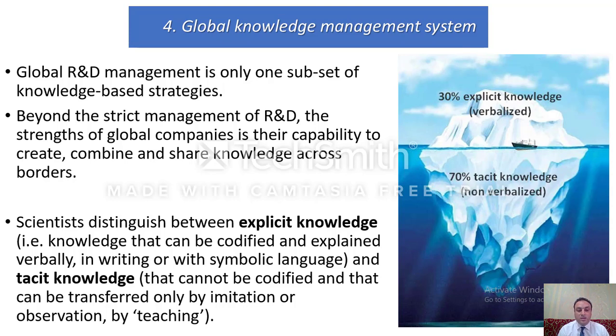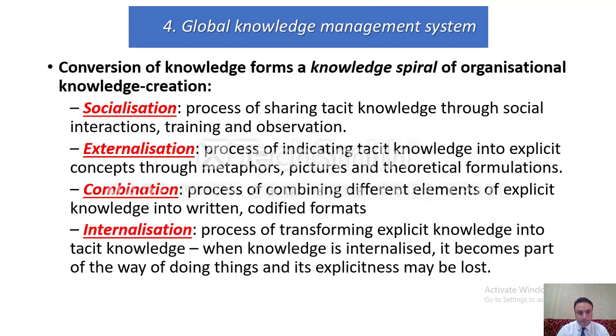Scientists distinguish between two kinds of knowledge, explicit knowledge and tacit knowledge. Explicit knowledge is verbalized knowledge that can be codified and explained verbally, meaning in writing or any symbolic language. Tacit knowledge is non-verbalized knowledge that cannot be codified and can be transferred only by imitation, observation, teaching, and so on.